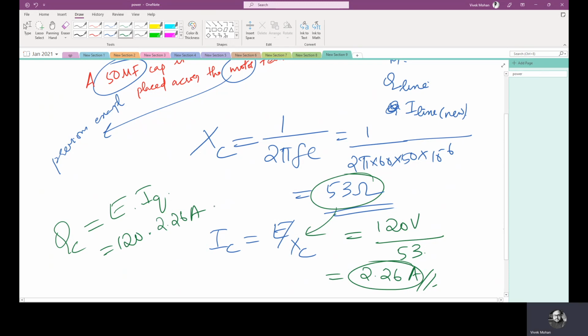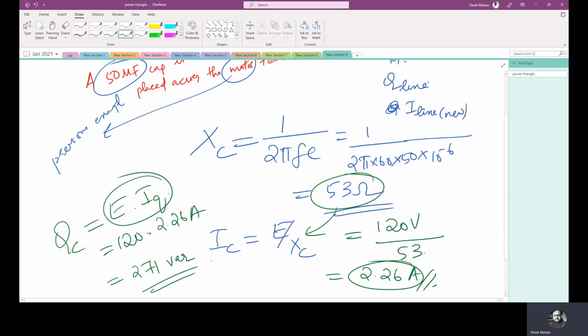Whatever capacitor is there, I have lumped it and I am taking the value as 50 microfarad. So whatever current is flowing through that capacitor, I squared into Xc will give me Qc. Or I can evaluate it by multiplying voltage into IQ. That is another method, voltage into IQ, which will give me 271 VAR, because 120 into 2.26 amps.